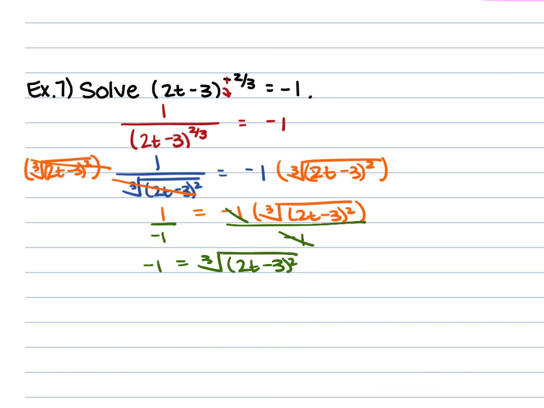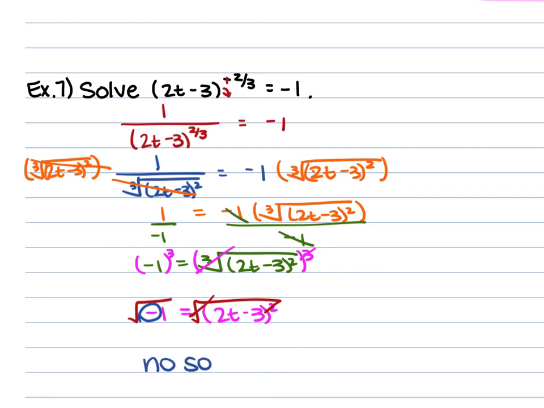Get rid of that radical. Your index is 3, so raise each side to the power of 3. The radical and the power cancel each other out. -1 to the 3rd power is -1 is equal to (2t - 3) squared. In order to get rid of that power, we have to take the square root of both sides. When you do that, you're taking the square root of a negative, which you cannot do. So this gives you no solution. So you would not work any further because you cannot take the square root of a -1 or a negative number.